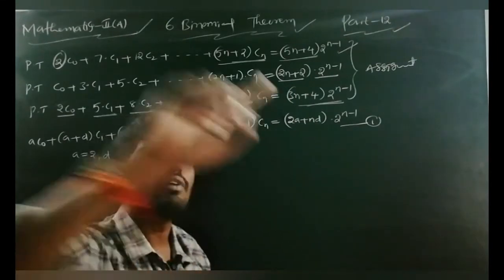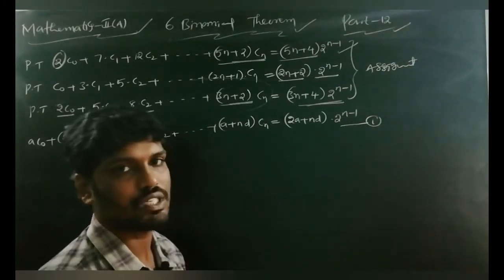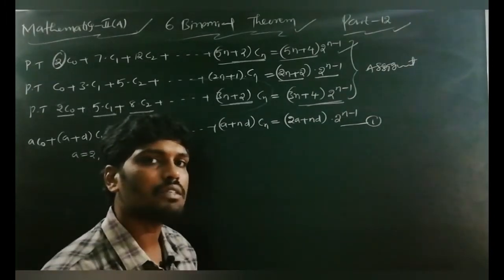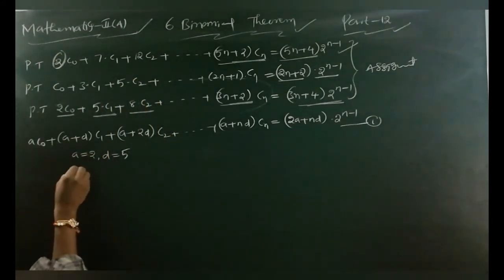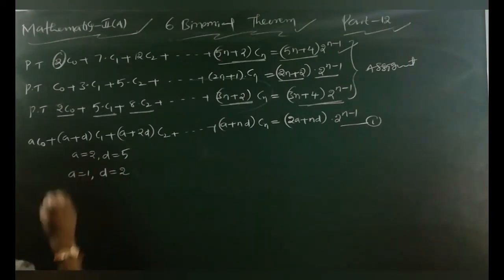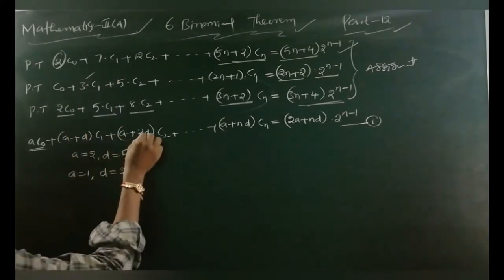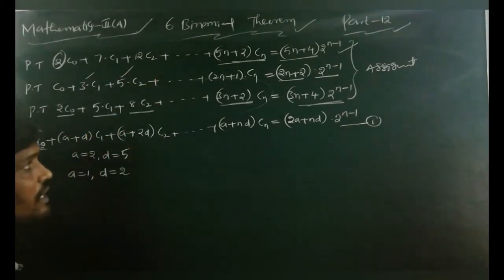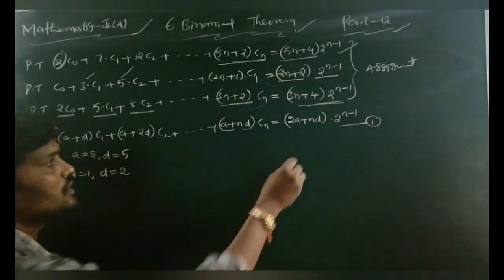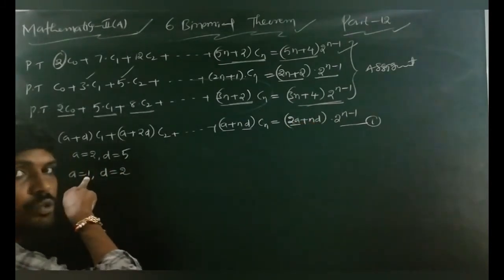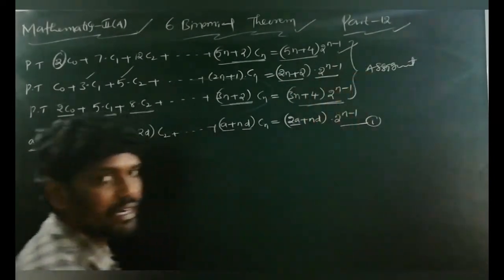You get the answer in only one step. This is the shortcut method for a 2 marks question. But if this problem comes for 7 marks, you should do the first problem's model. In the second problem, the a value is 1 and the d value is 2. 1 C0, 1 plus 2 is 3, 1 plus 2 into 2 is 5, and so on. 1 plus 2n, or (2n plus 1), is equal to (2 into 1, plus 2n) that is (2n plus 2) into 2 power n minus 1.